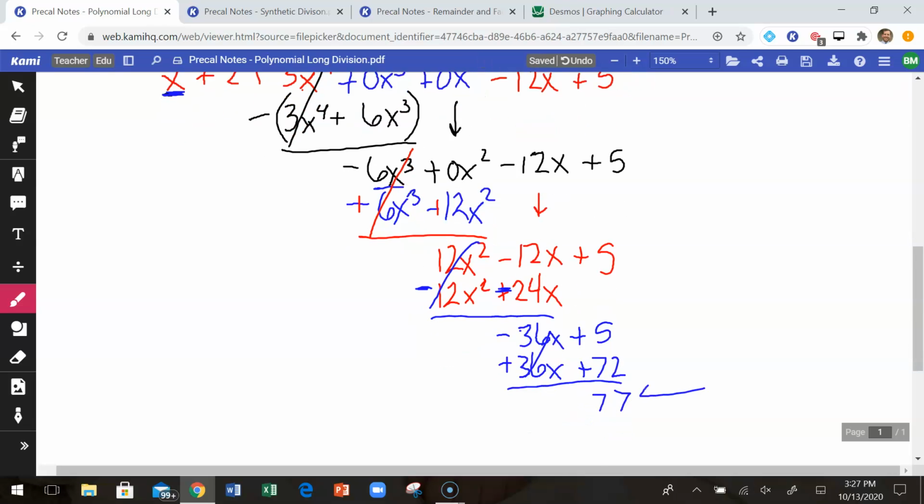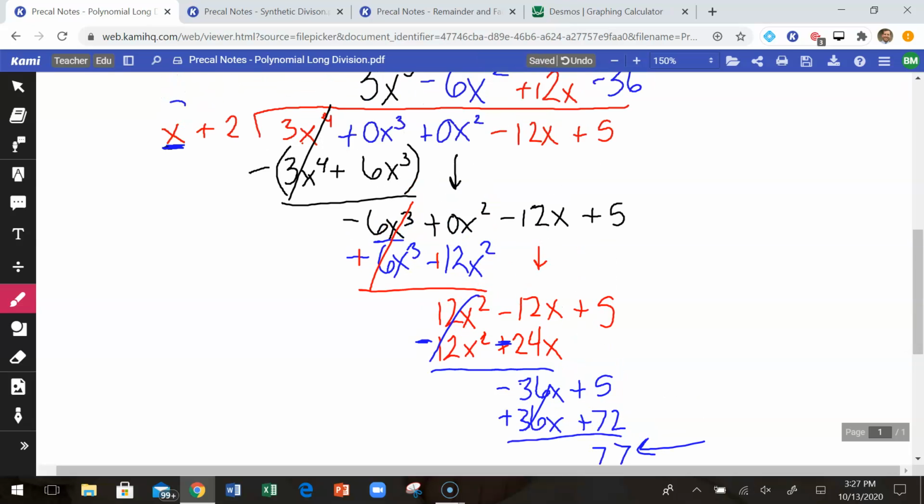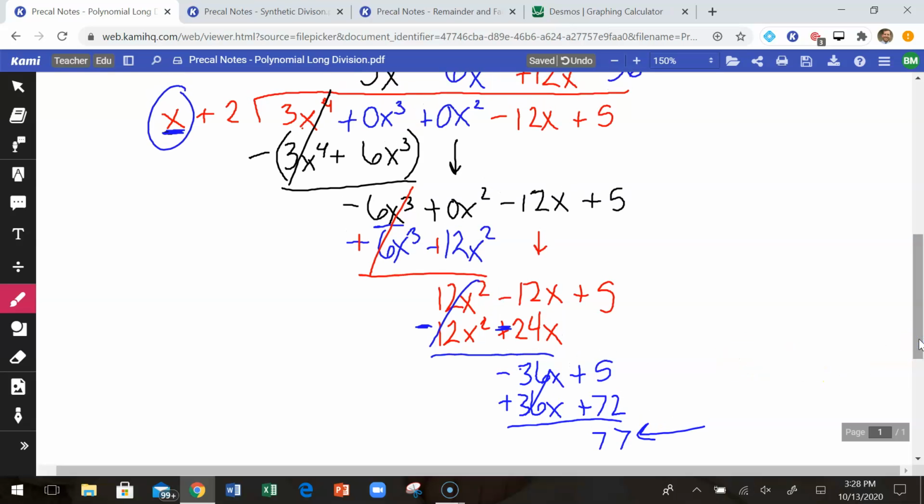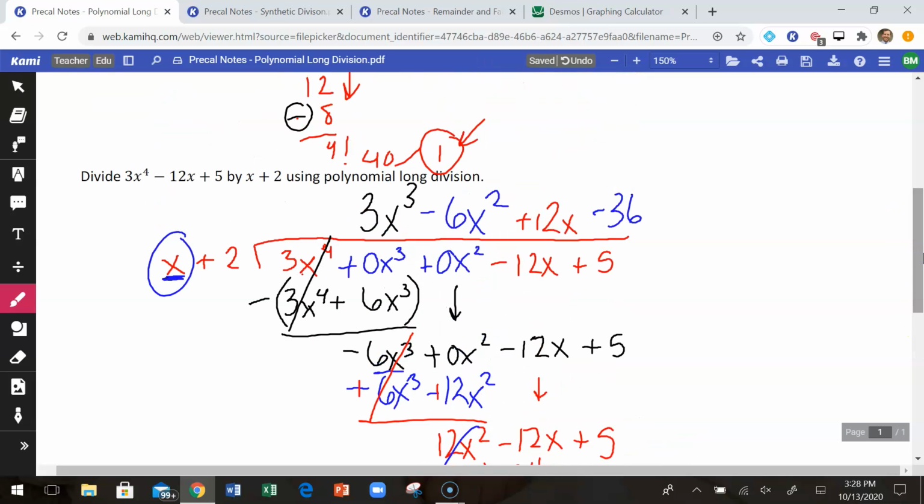Now, once this has a lesser degree than this, so if I'm dividing by x, once I get to a constant, and that's it. If I'm dividing by an x squared, it's once I get to my x term, you're done at that point in time, and that's your remainder. So we can say remainder 77, but what I want you to do is write it as a fraction. I'm going to say plus 77 over what we were dividing by, which was x plus 2. And that is how we do polynomial long division. There's my answer.